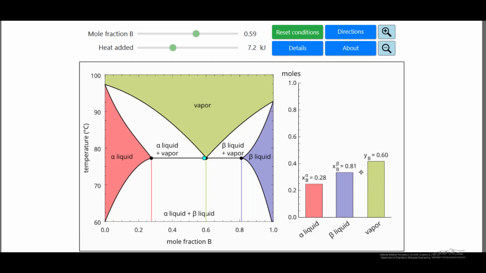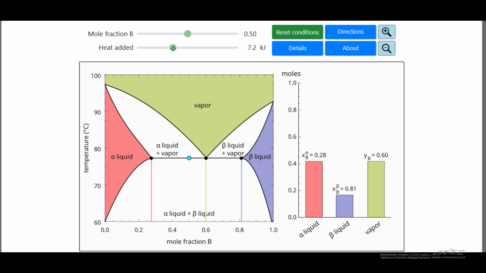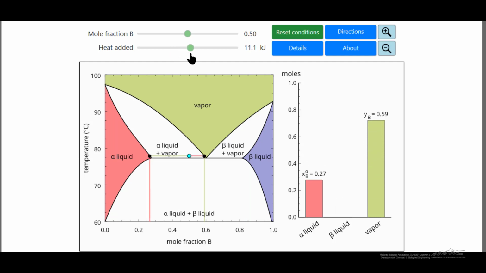Now the system, I can reset back to my initial conditions. And let's look at adding heat from this starting point. We get to constant temperature region and we continue to make vapor until the beta liquid phase disappears. And now the temperature changes and we only have the alpha liquid phase and vapor in equilibrium. And if we continue that heat, we'll get into the region where we only have vapor.